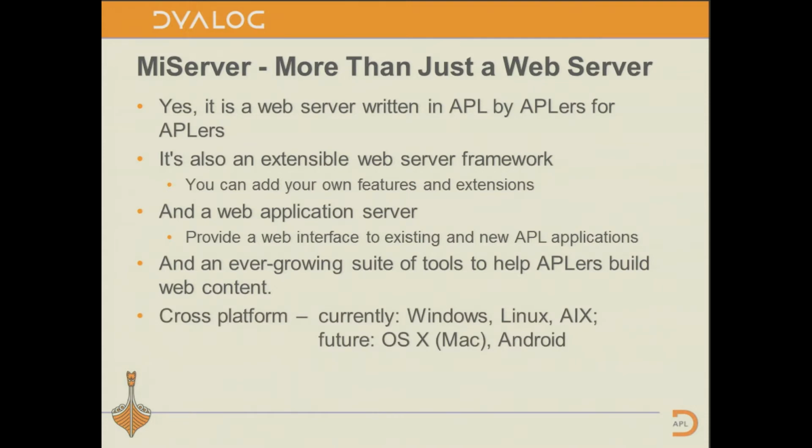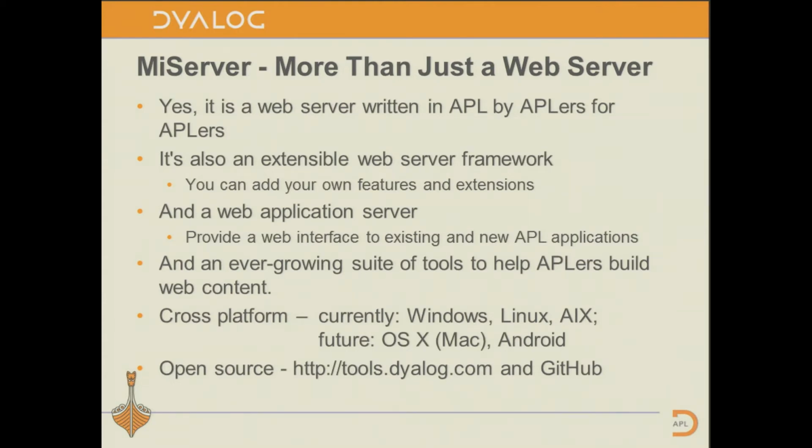It's cross-platform. It currently runs on Windows, Linux, AIX. It runs on the Raspberry Pi. And in the future, as Morten had indicated a little earlier today, it'll run under OS X on the Mac and Android and who knows where else. The other thing is it's open source. It's currently available on tools.dyalog.com, and we've put up a version on GitHub. And as soon as I learn how to navigate around GitHub a little more, we'll be refreshing it with the MiServer 3 content.